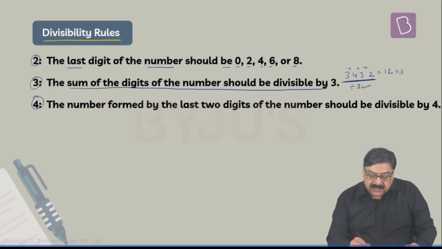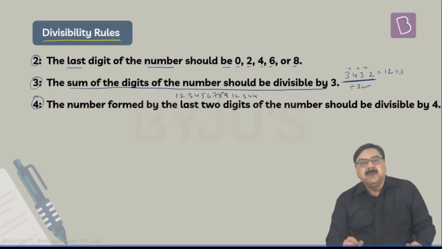I'll give you an example for this. Let us say 1, 2, 3, 4, 5, 6, 7, 8, 9, 1, 2, 3, 4, 4. Now, is this number divisible by 4? Look at the last two digits. What is the number formed by the last two digits? 44. Is 44 divisible by 4? Yes, it is. So hence this complete number will be divisible by 4.